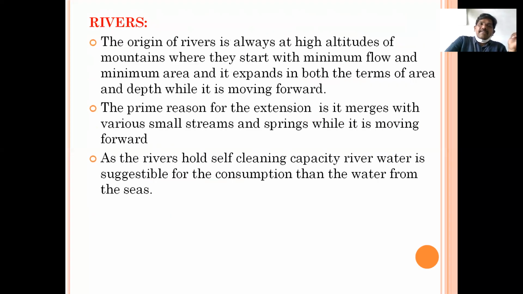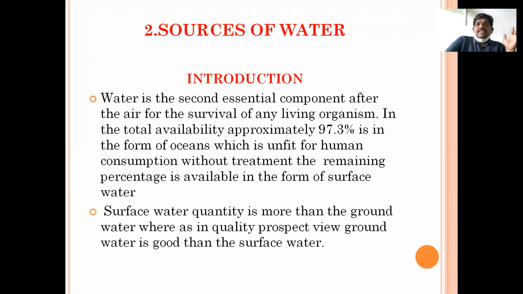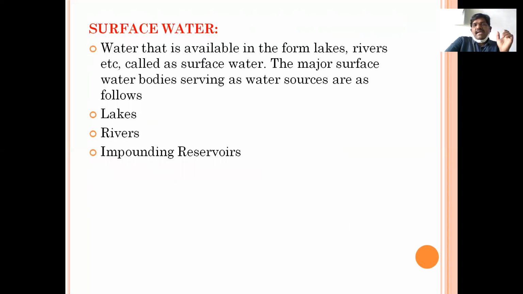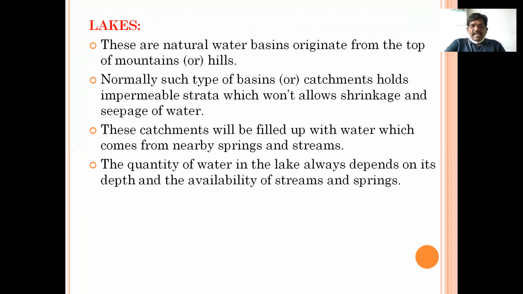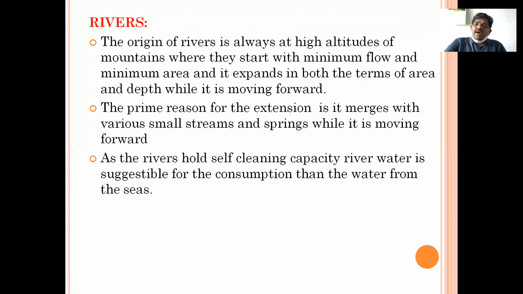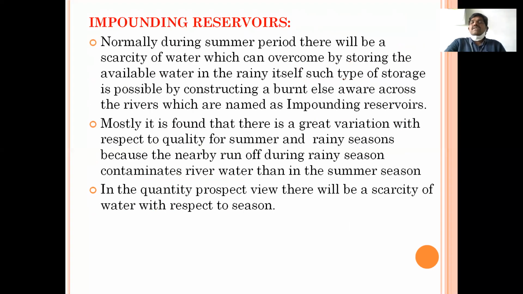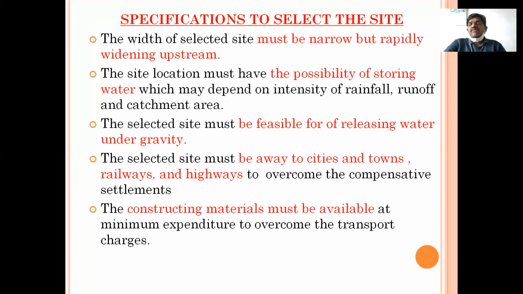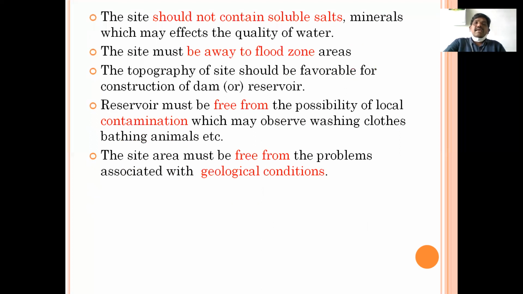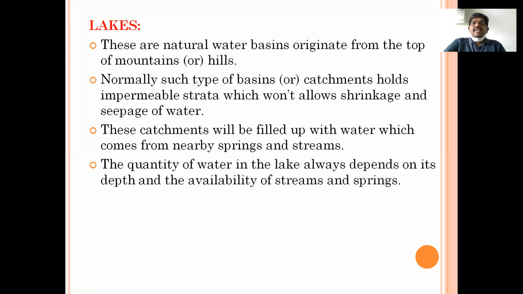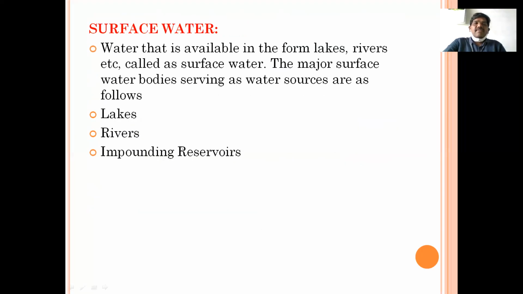See what we are discussing here in the name of sources of water. As we entered the second unit, the first topic is sources of water. The first one is surface water. In the name of surface water, we have discussed lakes, rivers, and impounding reservoirs. We discussed what a reservoir is, and also the site selection criteria to construct a reservoir, which is a part of surface water. Next class, we'll discuss the other category of sources of water. We discussed surface water, so obviously the next topic will be groundwater.